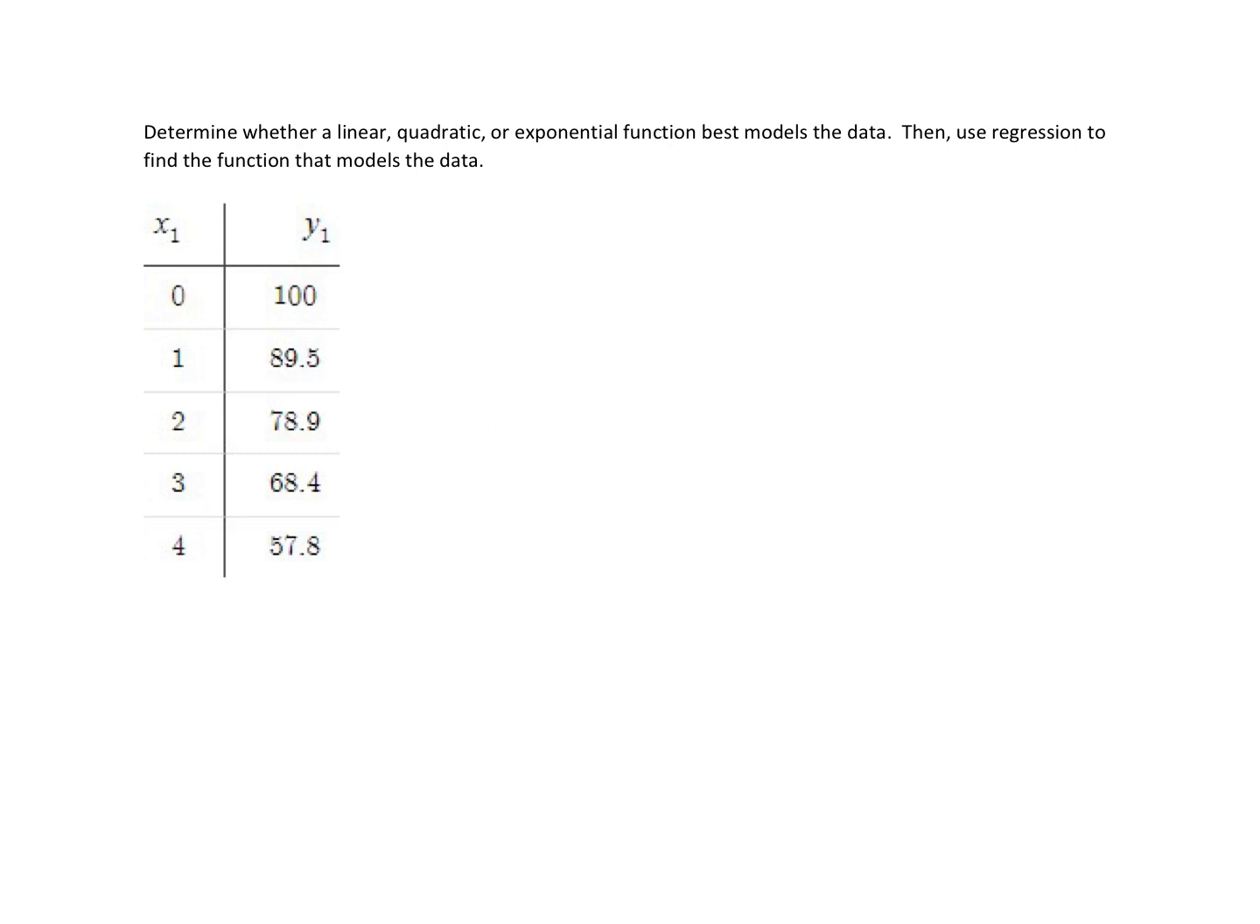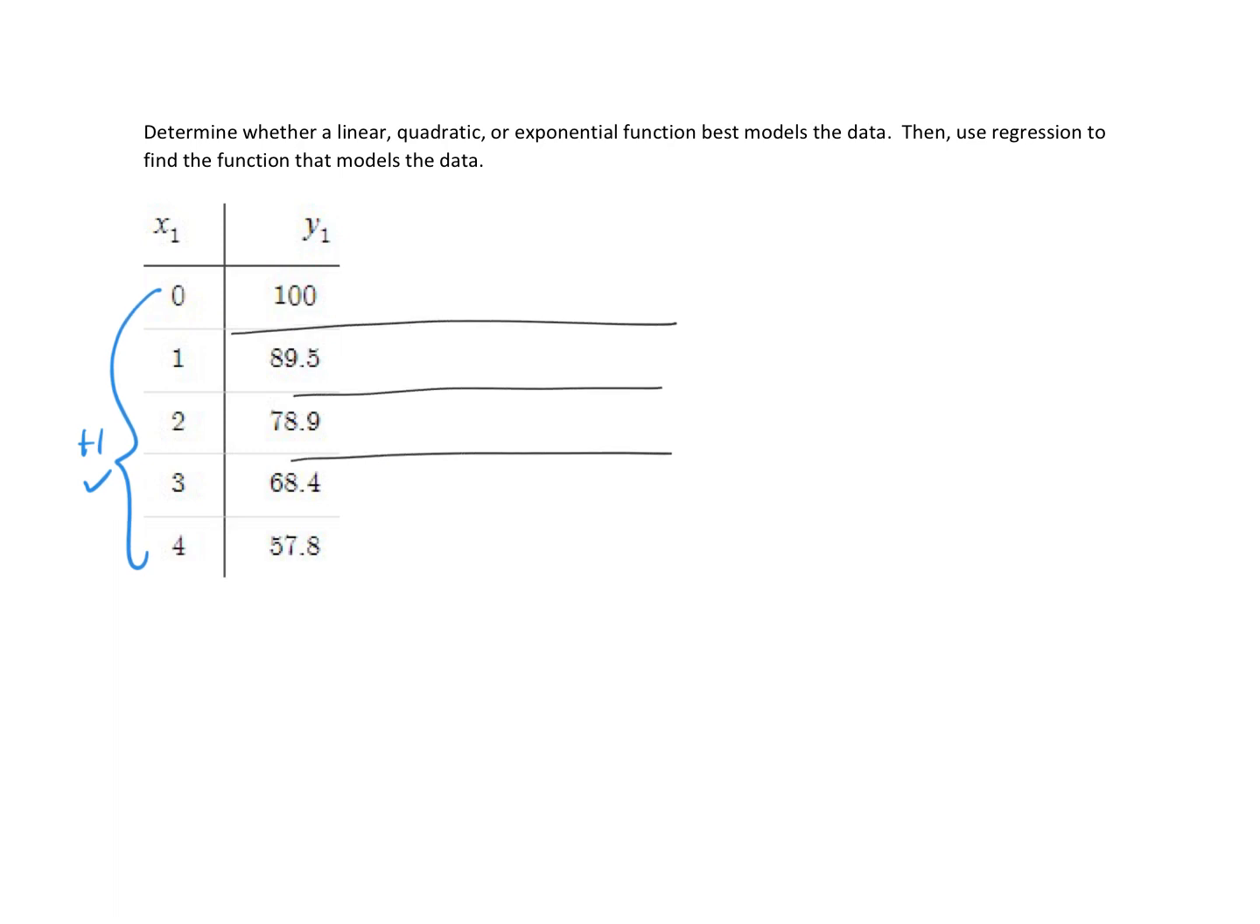First, let's check our x's. Our x's are all increasing by 1. That's what my +1 means. There's my check to say that we checked it. And now let's find our first differences. So I'm going to extend my table. And let's take a look at what the first differences are.